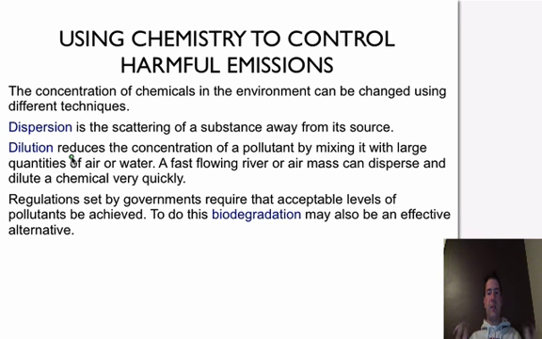And then once they disperse, they can affect many more vegetative states. They can come in contact with more water and come down and create more acid rain precipitate as well. Another process is called dilution. What that's going to do is reduce the concentration of the pollutant by mixing it with large quantities of air or water. For example, a fast-flowing river or an air mass can disperse and dilute a chemical very quickly.